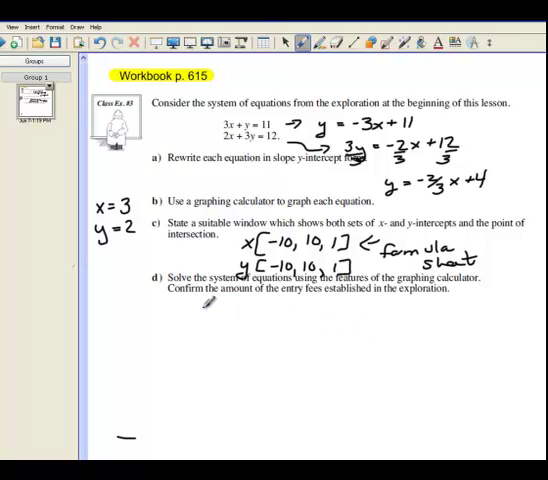So we have solved the system of equations. We do know that the value for x is 3 and the value for y is 2, and you're done.